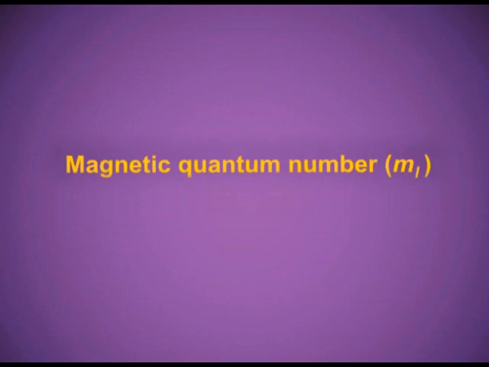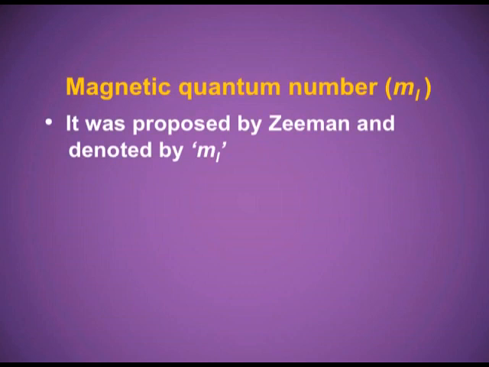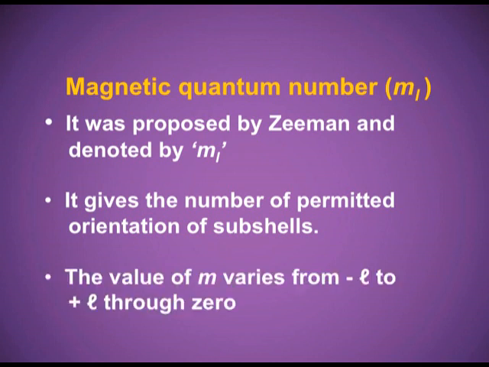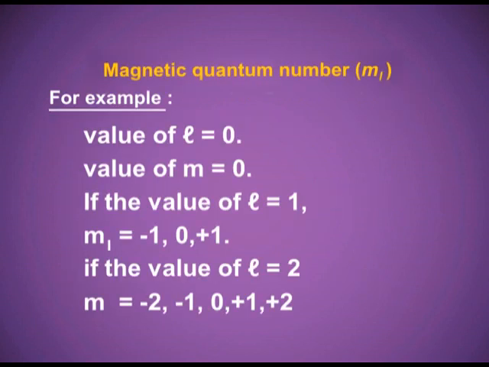The third quantum number, that is magnetic quantum number. Its symbol is small m with a subscript, that is small l, on the right hand side. It was proposed by Zeeman. It gives the number of the permitted orientations of the subshells. The value of m varies from minus l to plus l through 0. For example, if the value of l is 0, then m will also be 0.